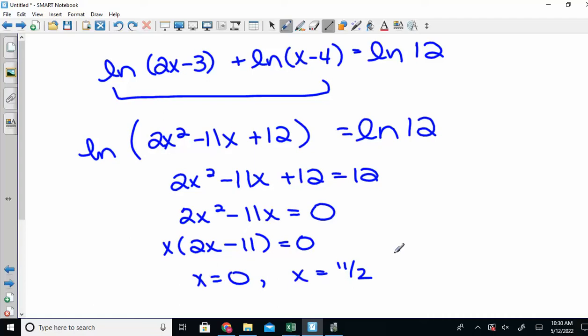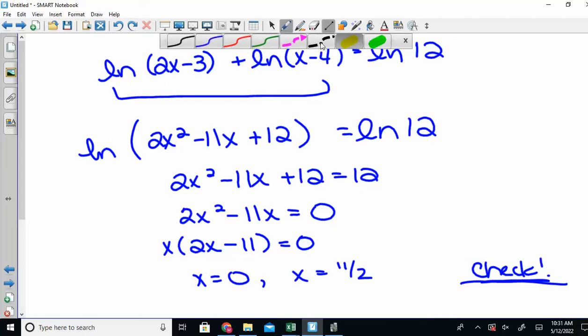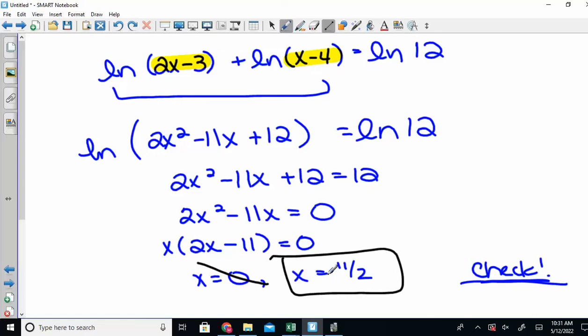Am I done? No. We always need to check. There are lots of things this semester that we need to check, like all of our radical equations, our log equations, our rational equations. If you're solving something, I'd check at the end to make sure your answer works. You can't have the log of a negative. Can I plug a 0 in? No. Can I plug in 11 halves? Probably. That one's positive, that one's positive, so it works. So 11 halves is the only option here. Remember with those logs, your argument has to be positive.